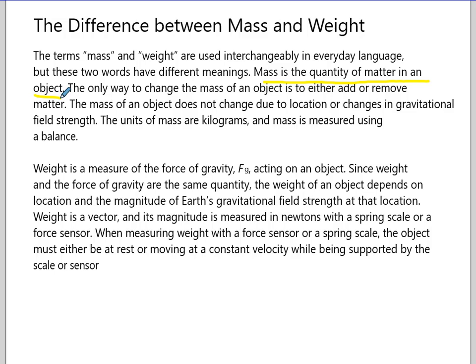We can measure that with a spring scale or a force sensor or a regular bathroom scale. When measuring weight with a force sensor or a spring scale, the object must either be at rest or moving at a constant velocity while being supported by that scale or sensor. The reason being, otherwise we would not have F net equals 0 and we wouldn't get an accurate reading.